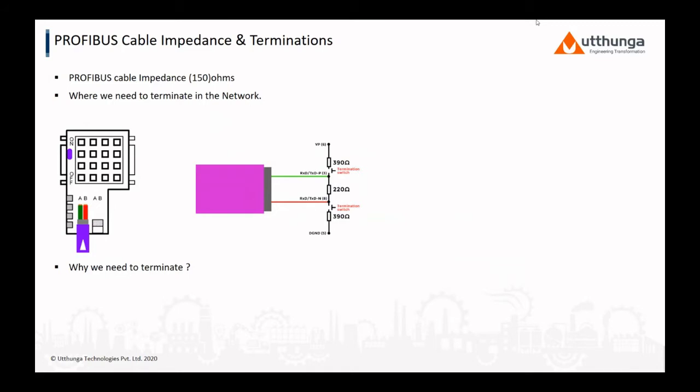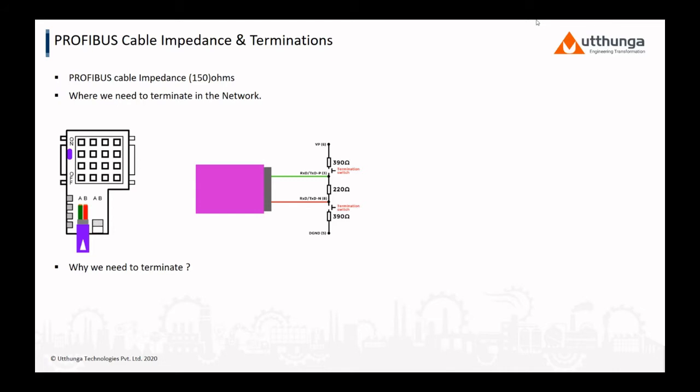That means in PROFIBUS cable, RS-485, this 150 ohms is the impedance. This energy is flowing. If there is no proper grounding, what will happen? Reflections will be there in the network. That is simple physics. If energy is flowing, reflections will be there in the network. These reflections will cause your data errors, your logical errors, your data will be corrupted. So these reflections can be avoided with proper terminations at the end of the segments.